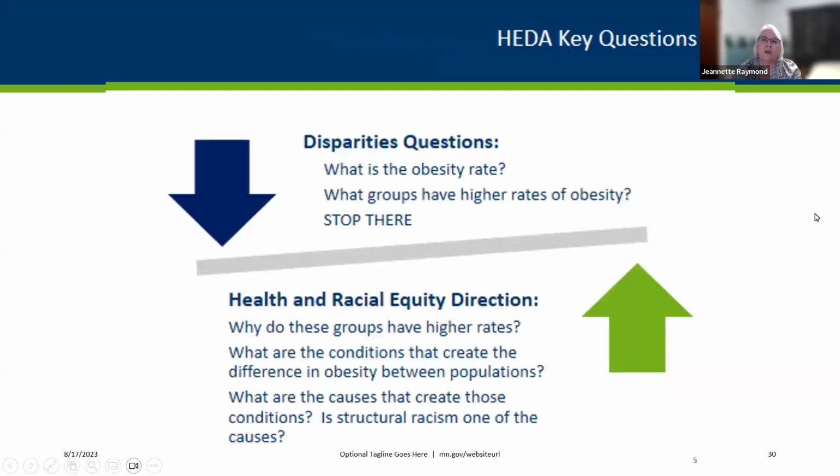So, disparities questions. I think public health's understanding around health equity data and health inequity data has changed. We used to ask, what is the obesity rate and what groups have higher rates of obesity? And we sort of stopped there, and then we would go on to our solutions. But a health and racial equity direction really asks, why do these groups have higher rates? What are the conditions that create the differences in obesity between populations? And what are the causes that create those conditions? And really, is structural racism one of those causes?